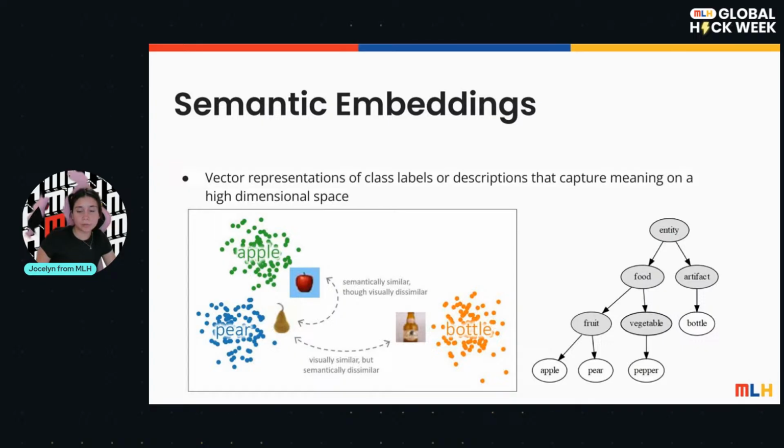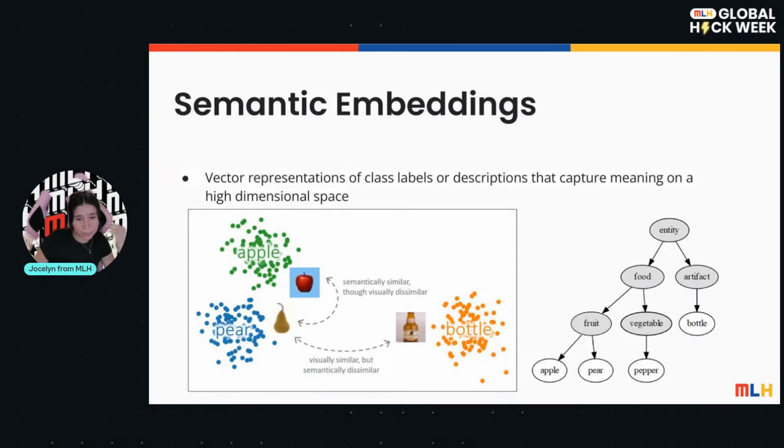So in this diagram on the right, we can see a breakdown of how they are classified. We have our bigger entity, then we have two categories: food and artifact. In food, we can have fruits and vegetables. In fruit, we have apple and pear, and in vegetables, we have pepper. And on artifact, we have the bottle. And these can just continue growing.